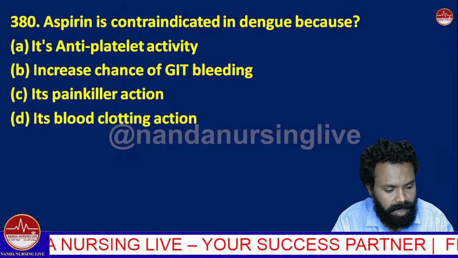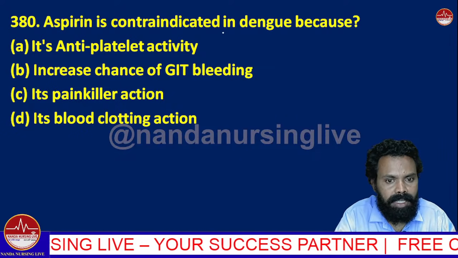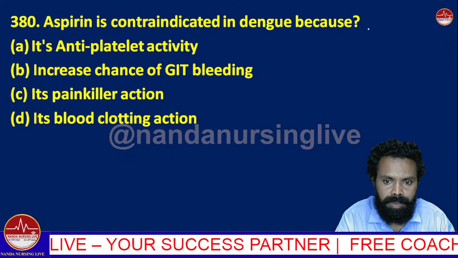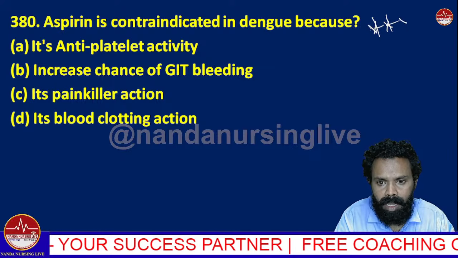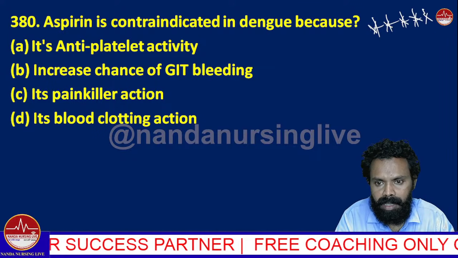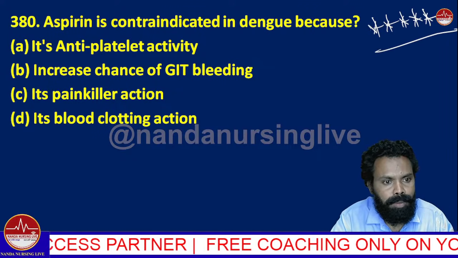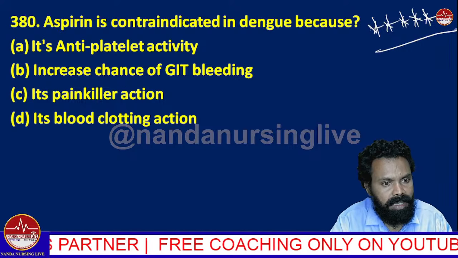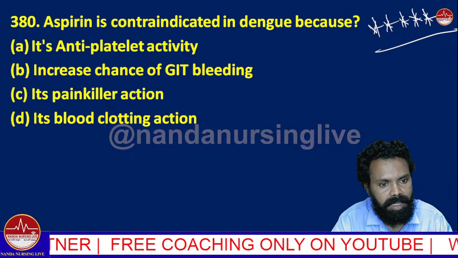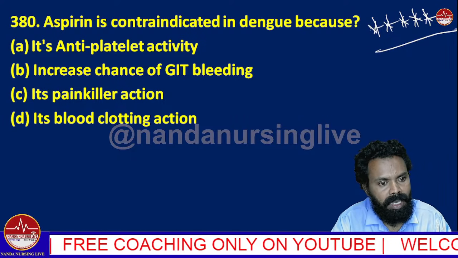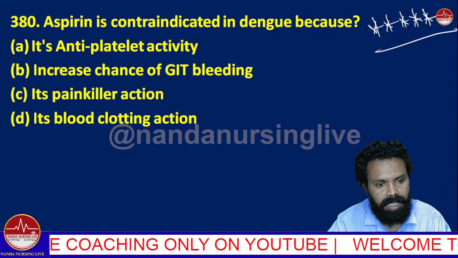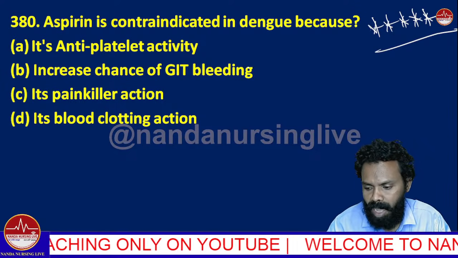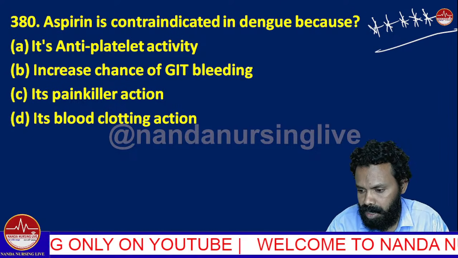Next question, question number 380. Aspirin is contraindicated in dengue because, most important MCQ, option A its antiplatelet activity, option B increased chance of GIT bleeding, option C its painkiller action, option D its blood clotting actions. So which option is the correct answer?